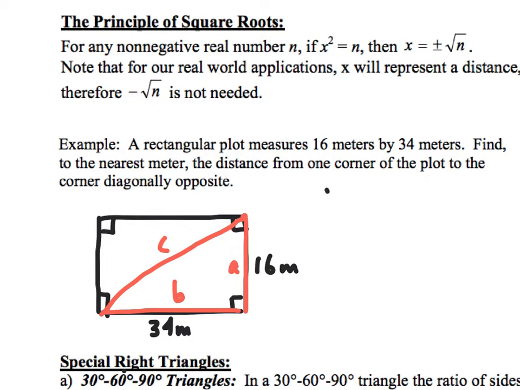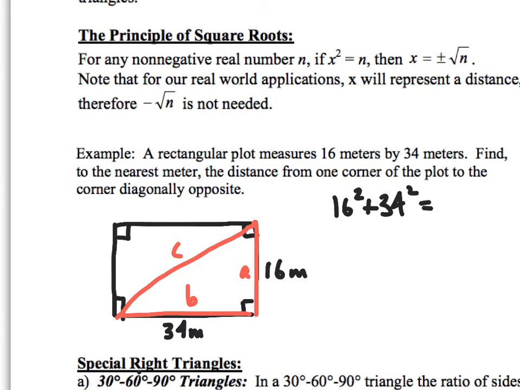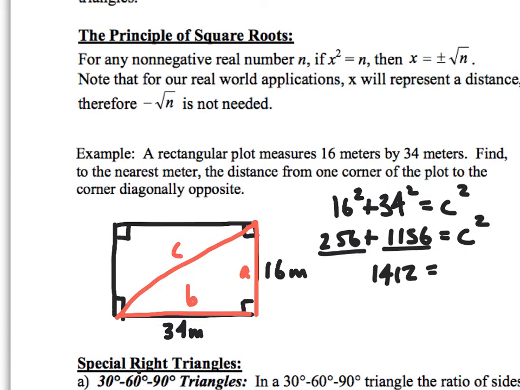So I get 16 squared plus 34 squared is equal to C squared. Now 16 times 16, let's figure out what that is. 16 times 16 is 256, plus 34 squared, so 34 times 34, which gives me 1,156, is equal to C squared. Now what I want to do is add 256 to 1,156, and that's going to give me 1,412 is equal to C squared.